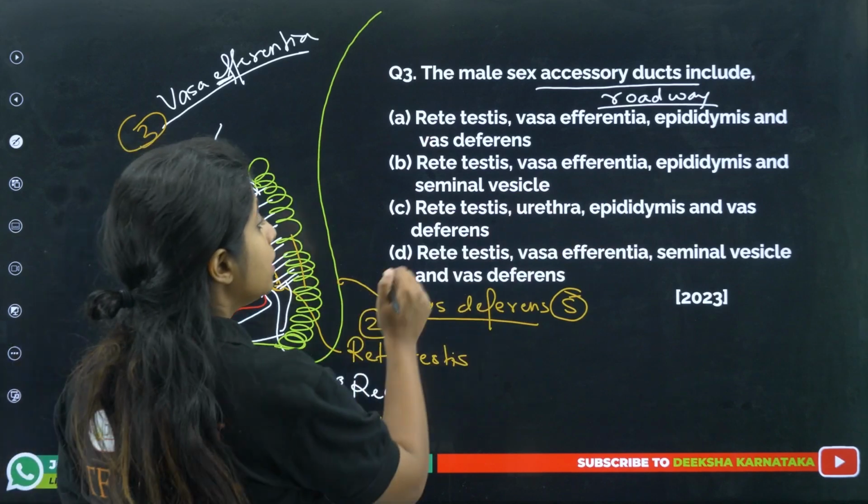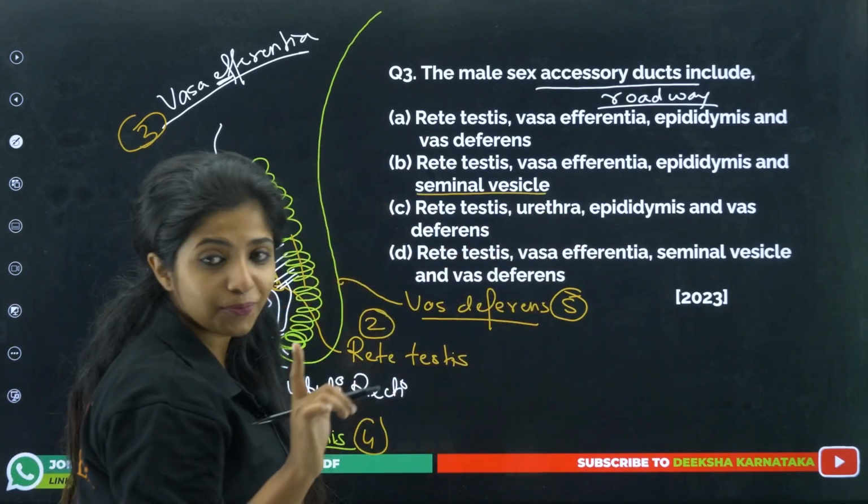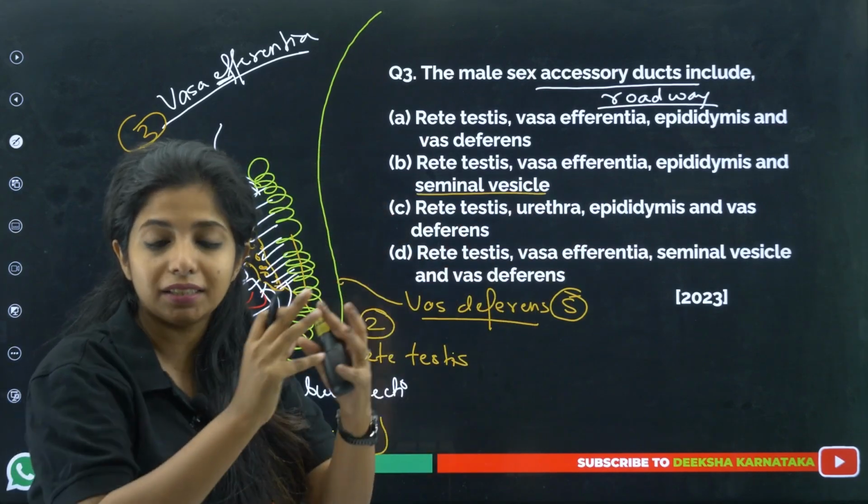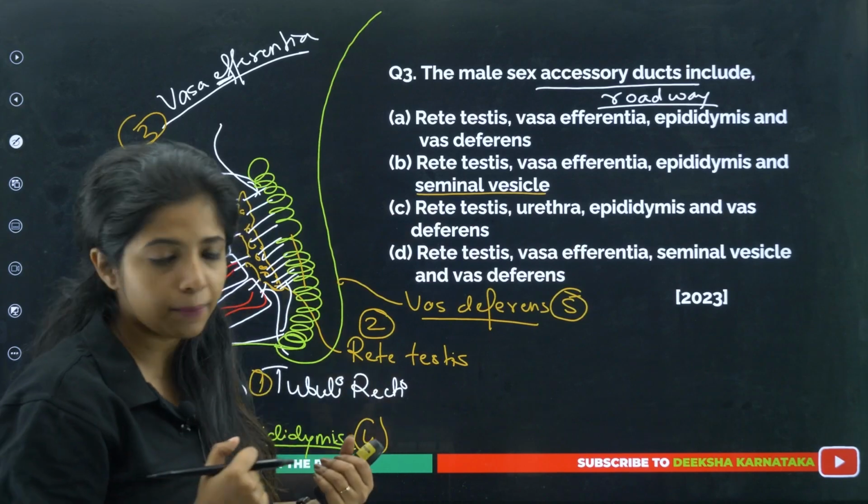No, children. Seminal vesicle is not an accessory duct. It's a gland that releases something, that gives out a secretion. Okay, so it's a gland.